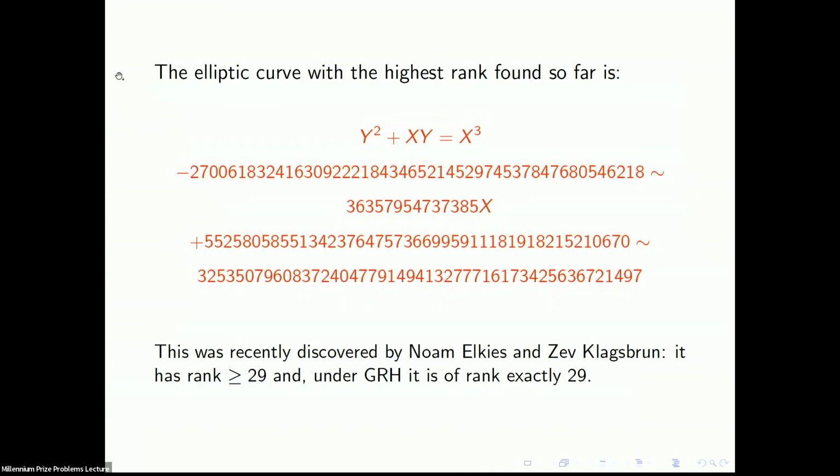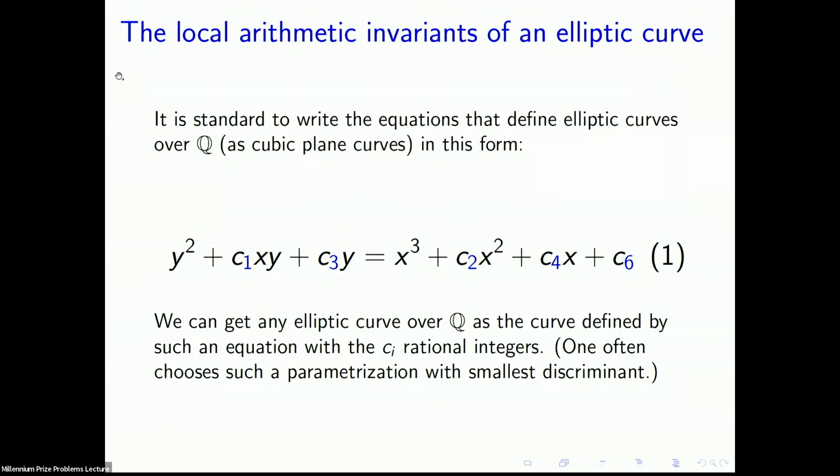It has a rank greater than or equal to 29, and using GRH, you can prove its rank is exactly 29. Now for the local arithmetic invariants of an elliptic curve. I'm writing the equations that define elliptic curves in the form of that equation, equation 1. And the c's are all rational integers, and you can get any elliptic curve over Q with such an equation, and one often chooses such a parameterization with smallest discriminant. The blue subscripts there say how the coefficients change if you rescale.